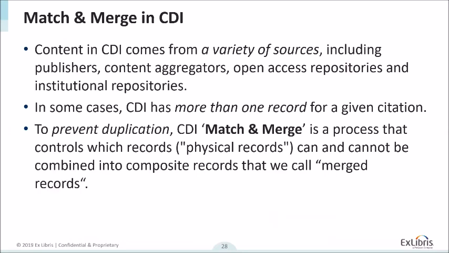Content in CDI typically comes, at least for some of our content, from a variety of sources. That includes primary publishers, content aggregators, open access repositories, and we want to make sure that only one record appears for a given citation. So match and merge is a process which controls which records can and cannot be combined into what we call composite records or merged records.